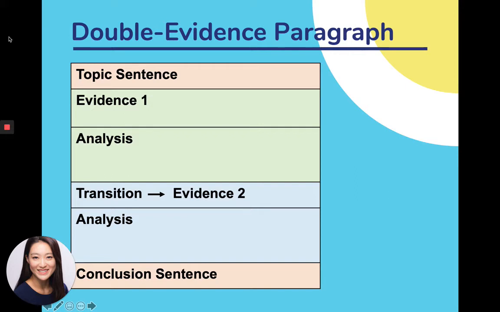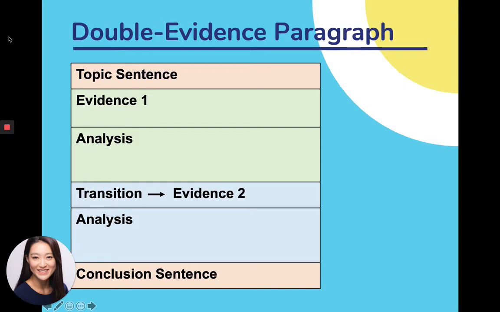Immediately, you should introduce and state your first reliable evidence. This is followed by analysis of your evidence. Then you transition and introduce your second evidence, which is also then followed by analysis of your second evidence. And finally, you conclude your paragraph with a clear conclusion sentence. As you can see, I call it the double evidence paragraph because you must provide at least 2 distinct evidence pieces to support your argument.